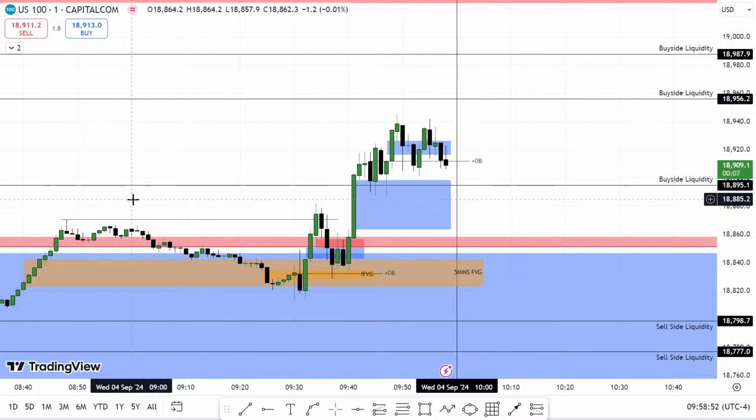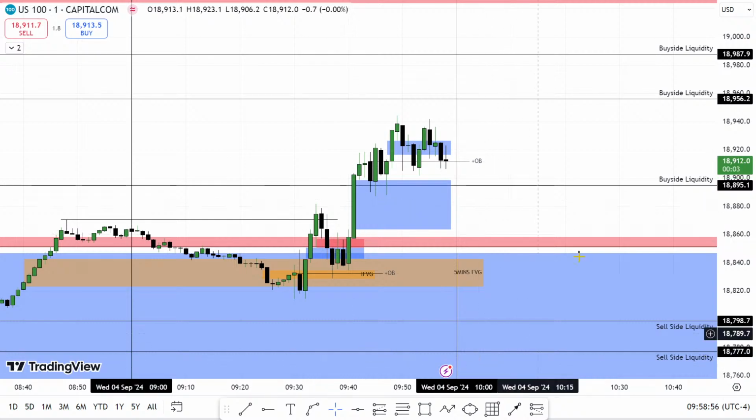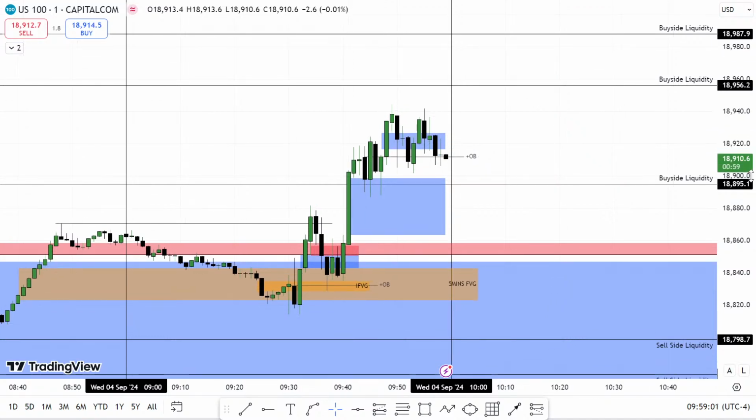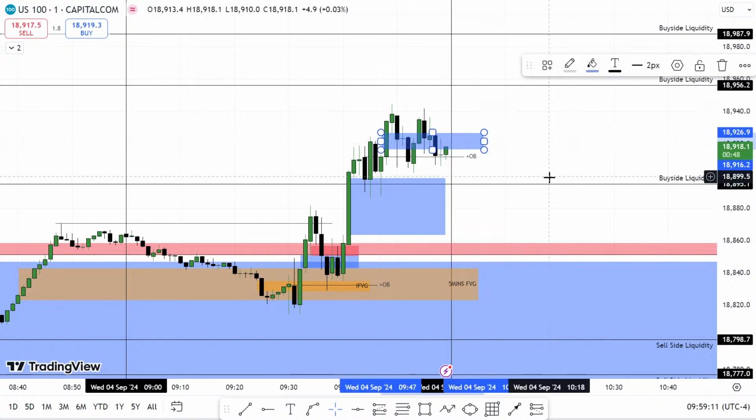9 a.m. New York time to 10 a.m. New York time. Just a 1 hour trading window. You look for the opposing draw on liquidity and you target the opposite side as the draw on liquidity. That's just it.